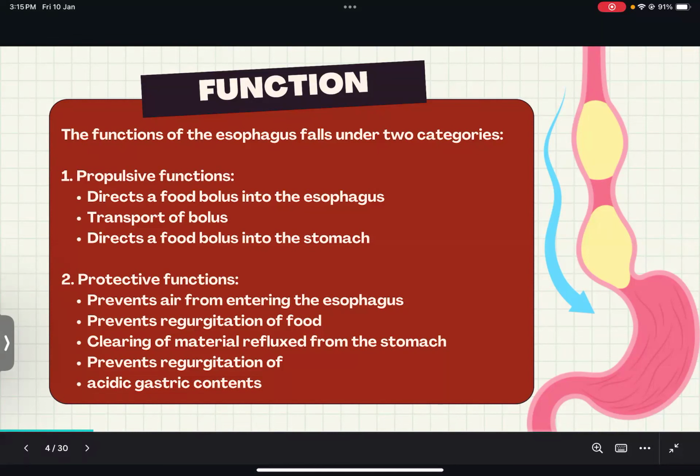The protective functions are to prevent air from entering the esophagus. We'll cover this when we cover the upper esophageal sphincter. And to prevent the regurgitation of food. We'll cover this when we talk about the lower esophageal sphincter. And also to clear any material refluxing back from the stomach to the esophagus, also the LES.